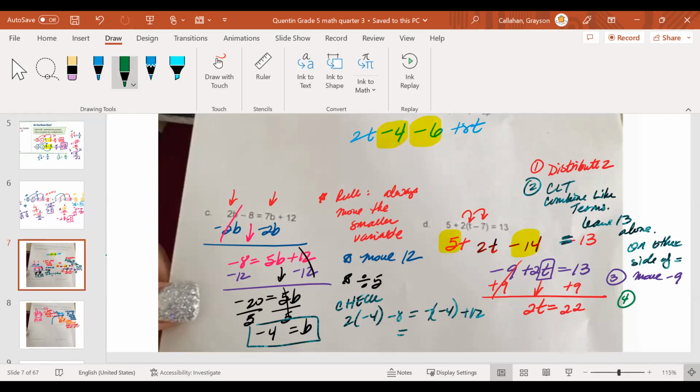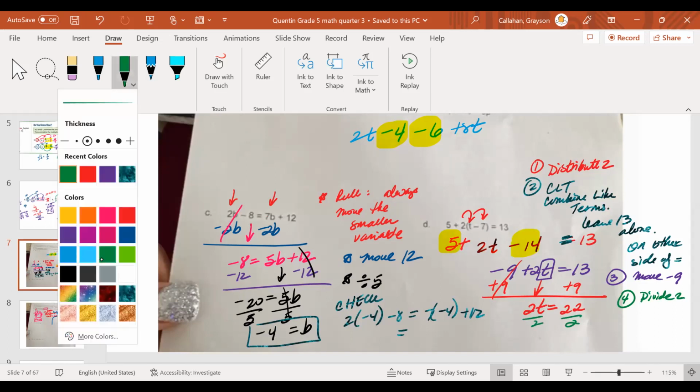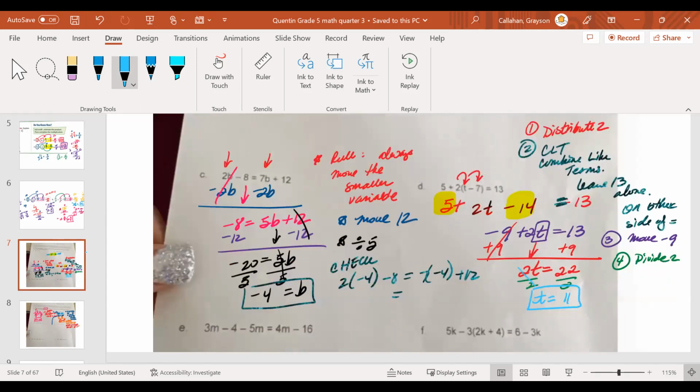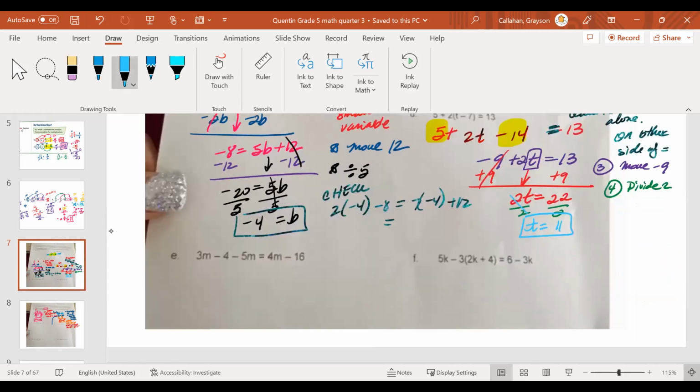Last step, how do you get rid of the 2? Divide 2 on both sides. When you divide 2 on both sides, the 2 cancels. T is by itself. What's 22 divided by 2? 11. Now, you will have to check this, okay?